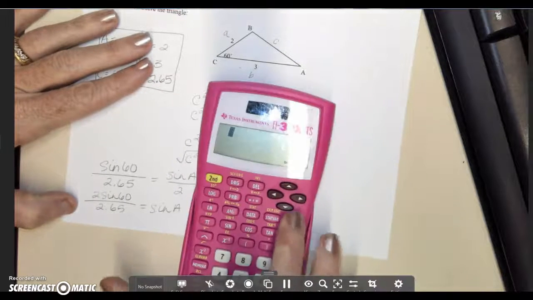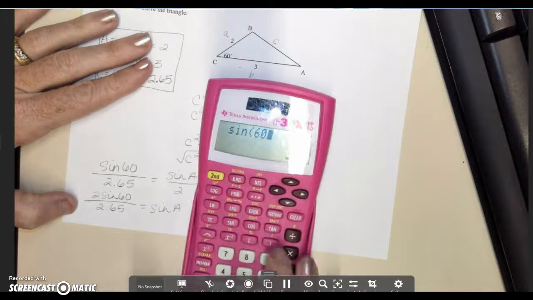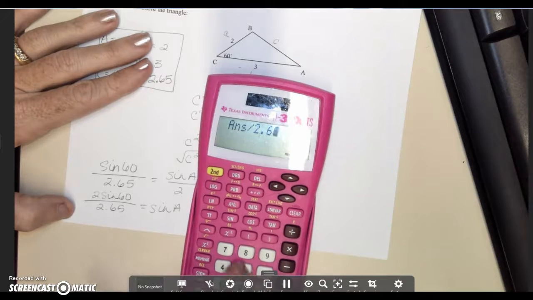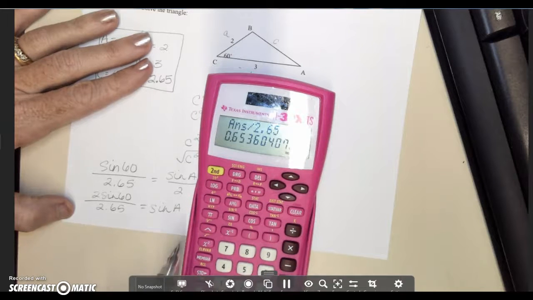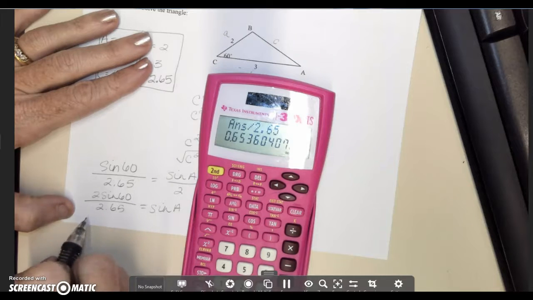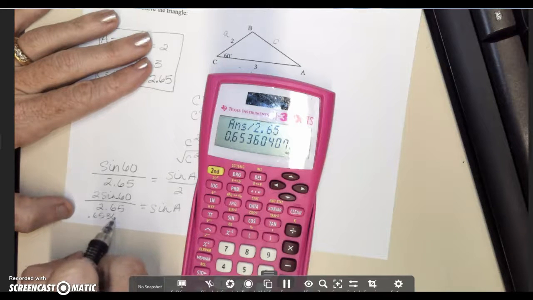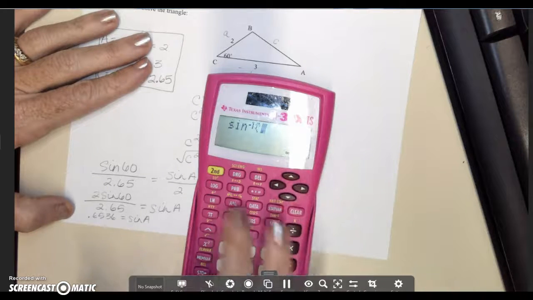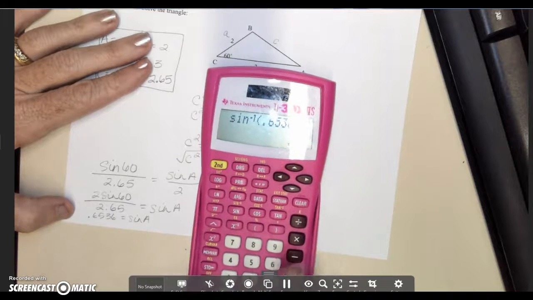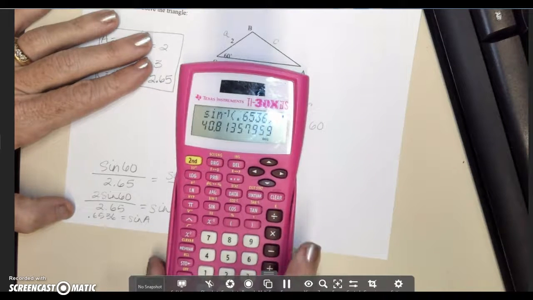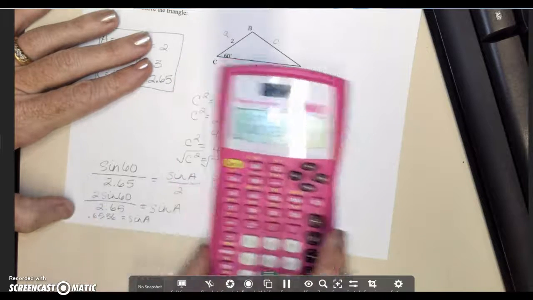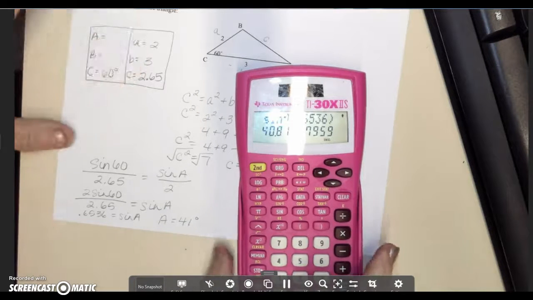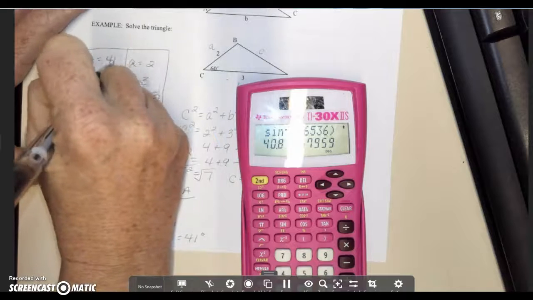And let's figure out what that is. So sine of 60 times 2 divided by 2.65 is about 0.6536. And now you need to do the inverse sine of that. So you're going to go second sine 0.6536. And you get about 40.8. That'll round up to 41 degrees. So our measure of A is going to be 41 degrees.